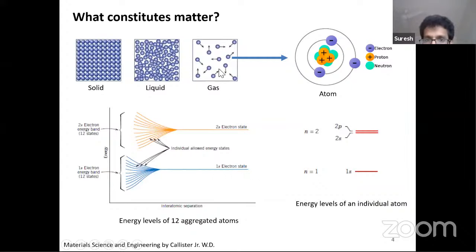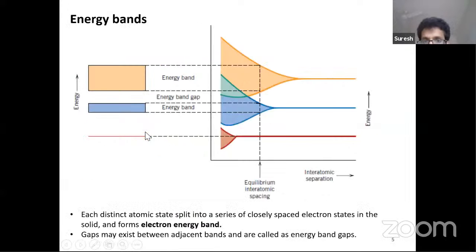When they are in the gaseous state, they are completely discrete. When they are in the liquid state, they are coming closer and closer. But when they are in the solid state, you can see these energy levels are now splitting into multiple energy states. Imagine in a solid you can have billions of atoms, right? So when you have such a huge number of atoms, you can have a huge number of splittings of energy levels. Now you can see again the interatomic separation versus the energy band.